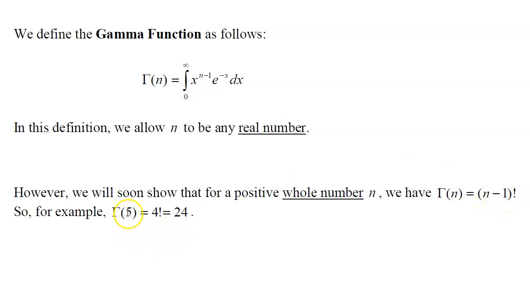So for example, gamma of 5, it's going to turn out it's 4 factorial, or in other words 24. Gamma of 6 would be 5 factorial, so it'd be 120. Okay, but why is that? I'm just telling you that. I want to actually show you this though.